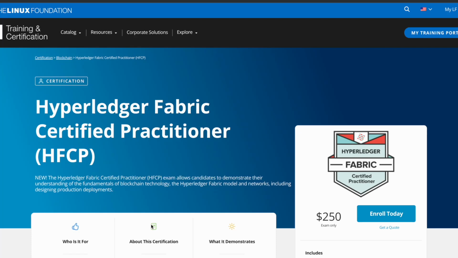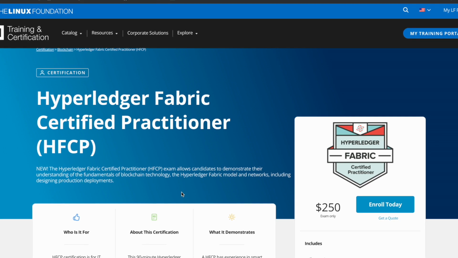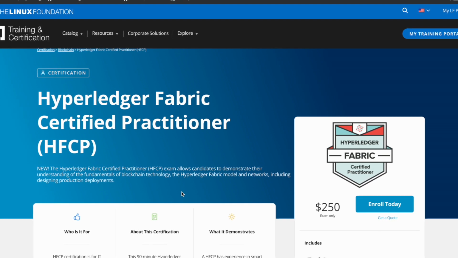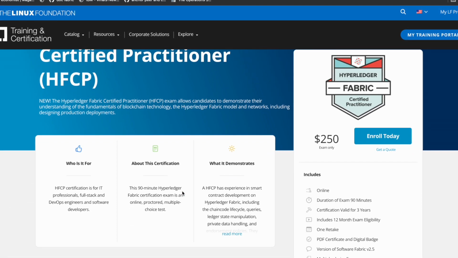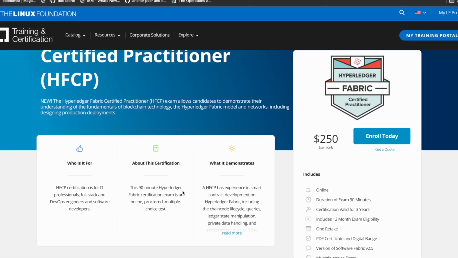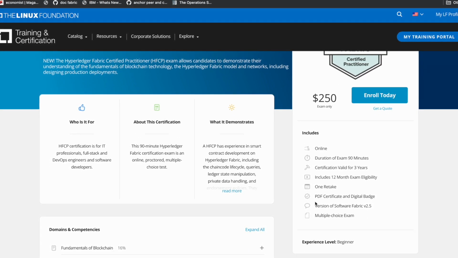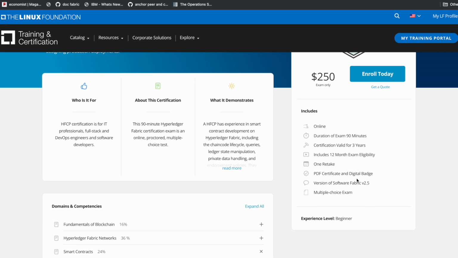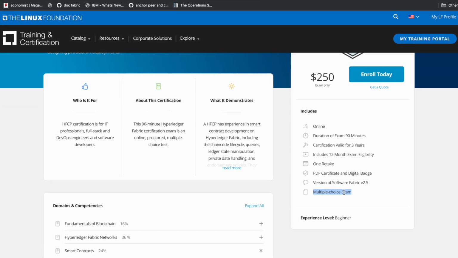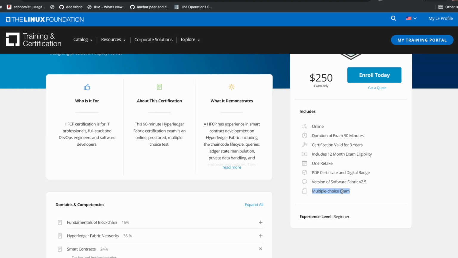Introducing the new Hyperledger Fabric Certified Practitioner that has been rolled out by the Hyperledger Fabric Foundation to replace the old Hyperledger Fabric Administrator and Developer Certificate. So this is a new certificate which came with a new type of examination. This certificate is a multiple choice exam, unlike the previous certificates, which were hands-on certificates.